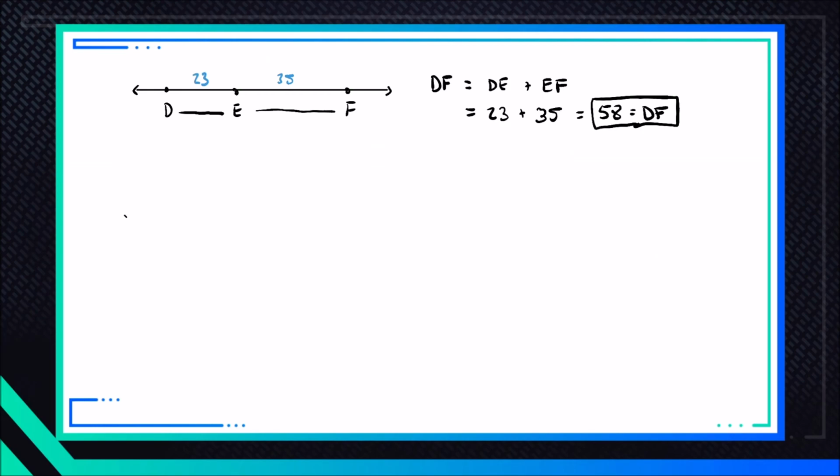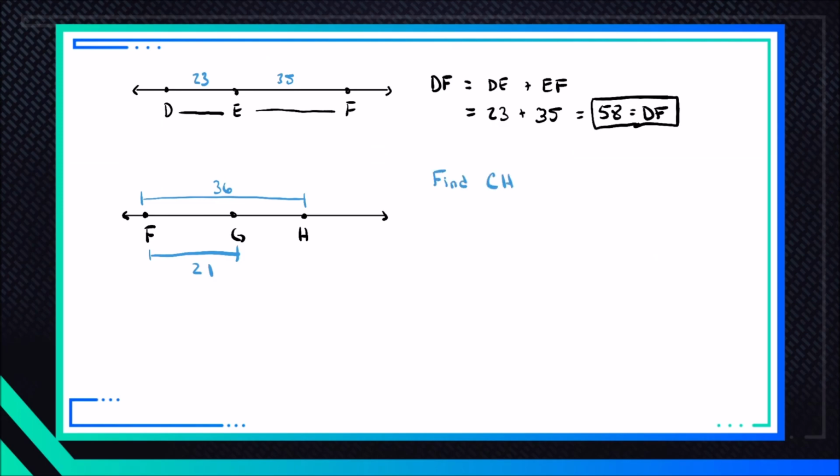Next example, I want to take a line here, and we're going to put on this guy F, G, and H. And we are given that the entire length from F to H is equal to 36 units. But the length from F to G is only equal to 21 units, and I want to find the length of GH. So we want to find this missing piece right there.